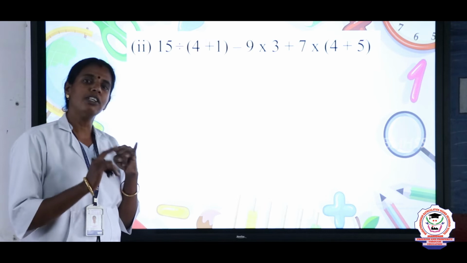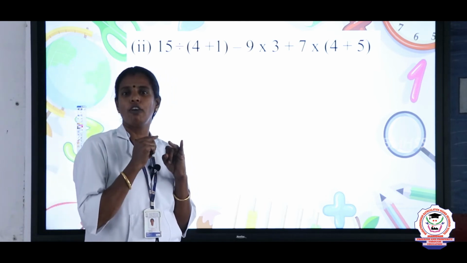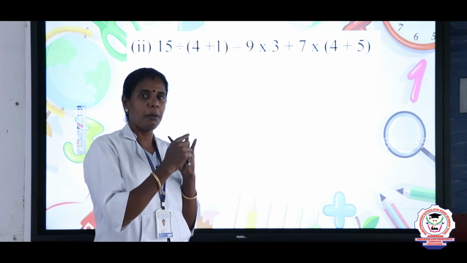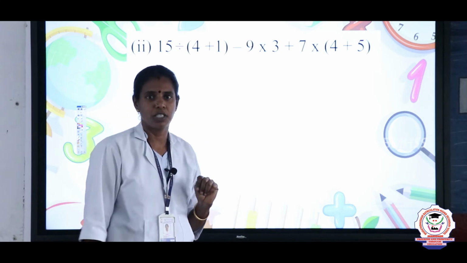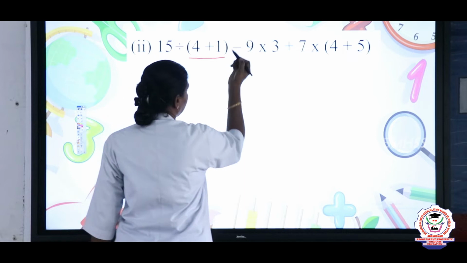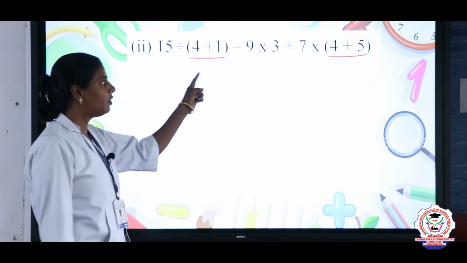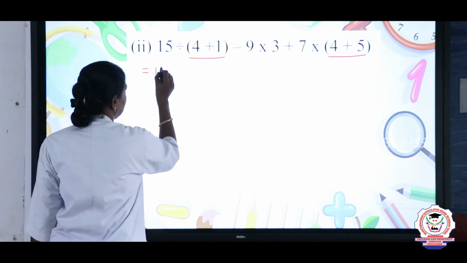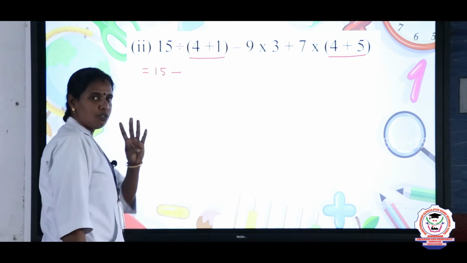Already I told you, first we need to remove the bracket. Next, after removing the bracket only, we are going to start with the 4 operations, which is first division, then multiplication, then addition, finally subtraction. So first we are going to remove the bracket. What is given in the bracket here? 4 plus 1 and 4 plus 5. This is the first step. What we are going to do is, the first step is 15 divided by, so 4 plus 1, what is 4 plus 1?